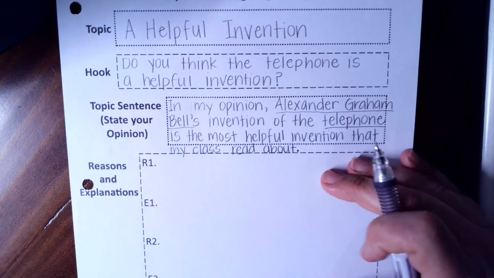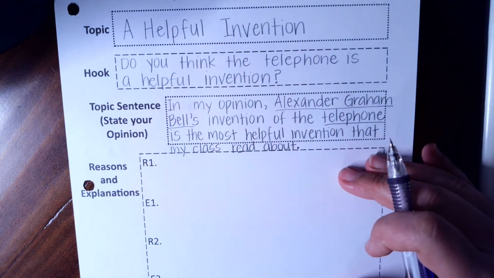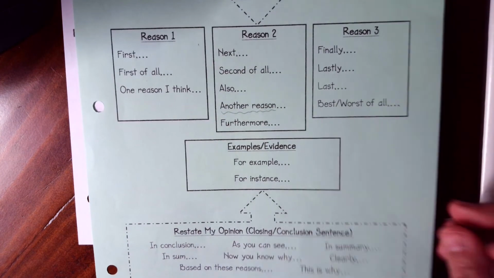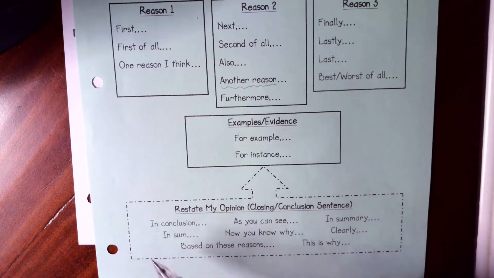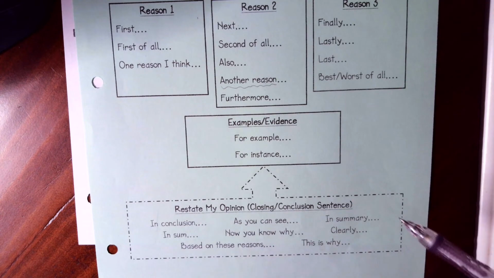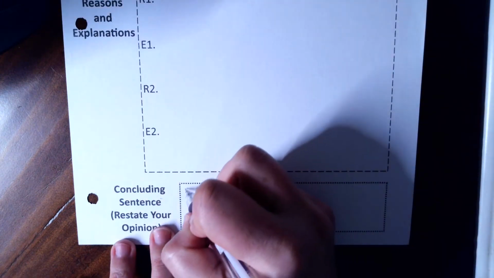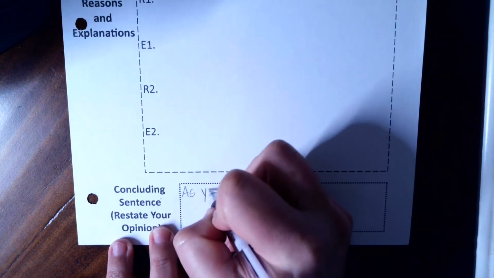Okay, we're going to skip this middle chunk again. Remember, we did that last time with our iguana writing, and we're going to scoot down to the bottom part. So we're going to do our concluding sentence. In our concluding sentence, you're going to use one of these starters. You can pretty much use any. My favorite is as you can see, but I also really like in conclusion or clearly. So go ahead, choose which one you want to do. I'm going to do as you can see.